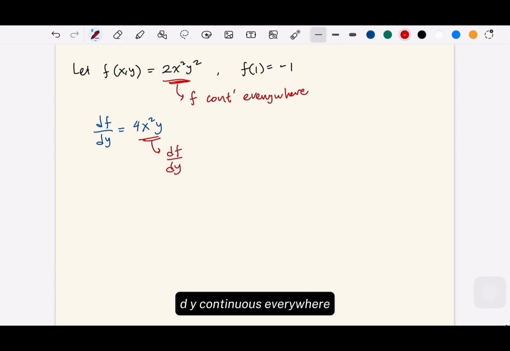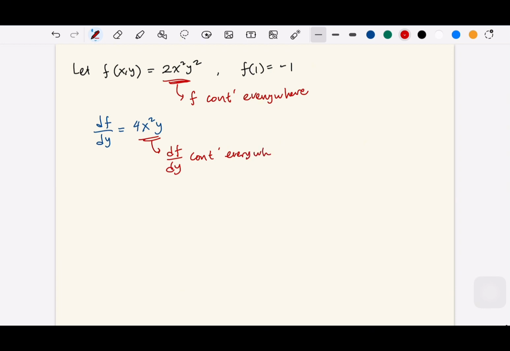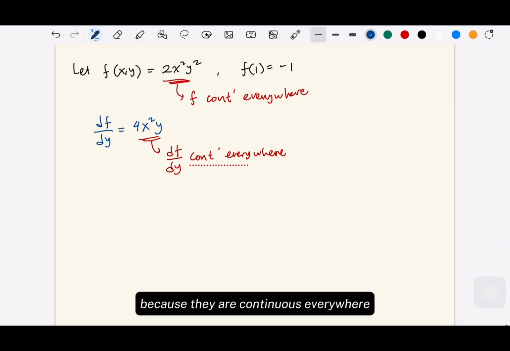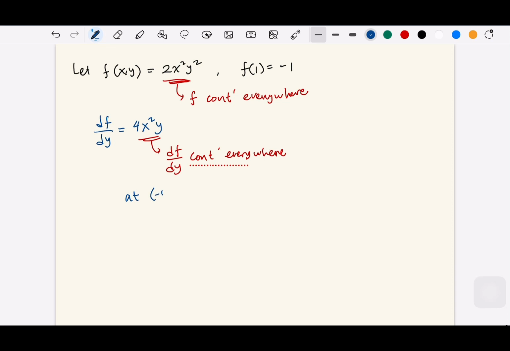So df/dy is continuous everywhere. Because they are continuous everywhere, of course, when we plug in x equal 1, there should be a unique solution. So there exists one unique solution. Okay?